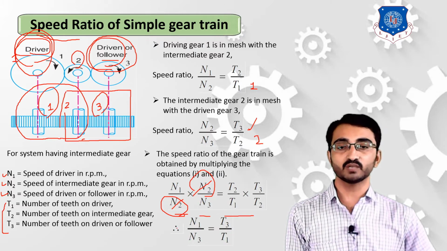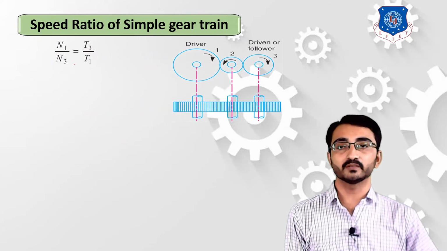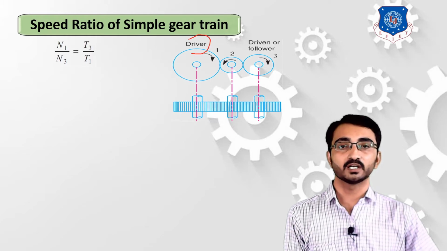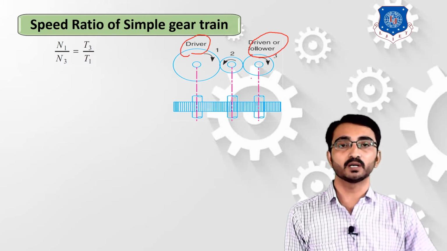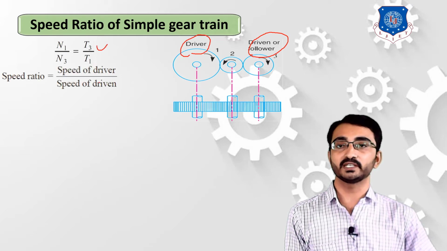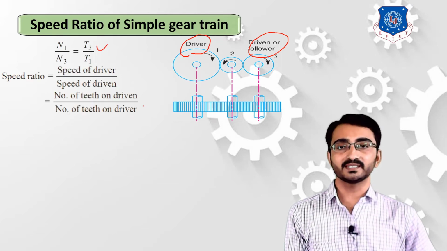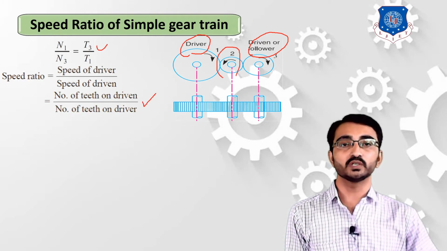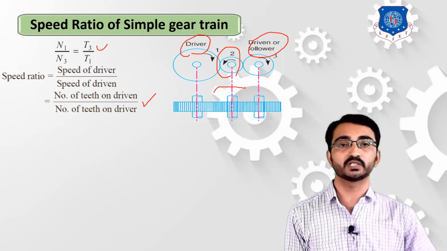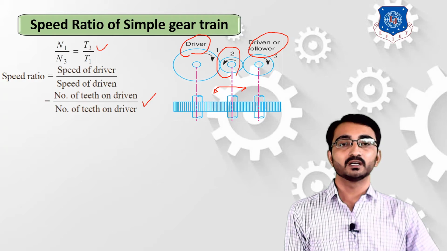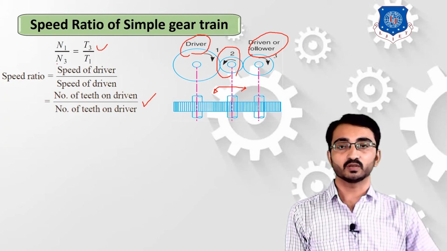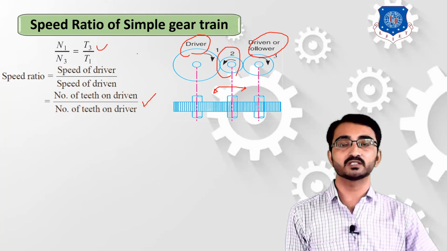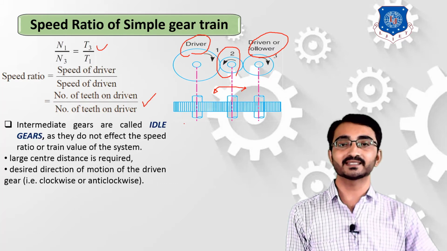Now this equation has a very important significance. Here we have achieved that the speed of the driver to the speed of the driven is equal to the number of teeth on the driven to the number of teeth on the driver. This equation identifies that the role of gear 2 is only to transmit power from 1 to 3. It does not play any role in the speed reduction. The speed ratio of driver and driven does not depend on the size of gear 2. That's why we can consider it an idler gear.